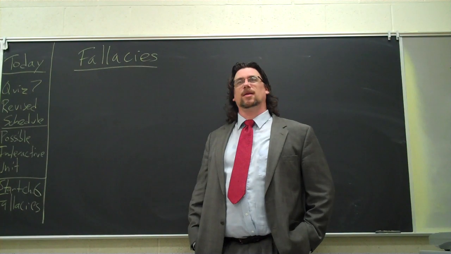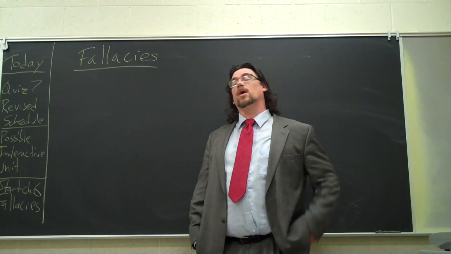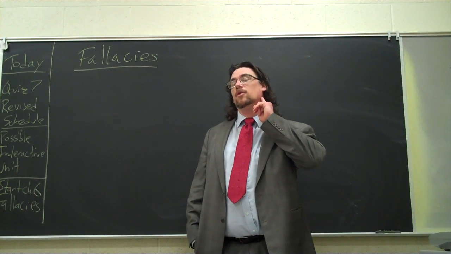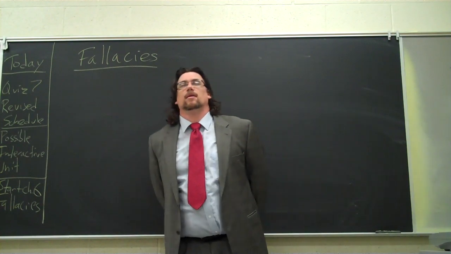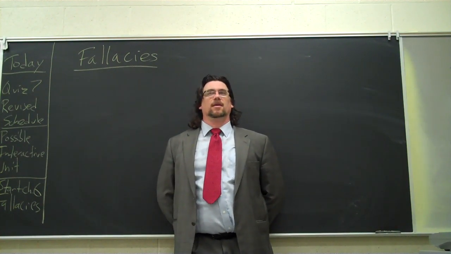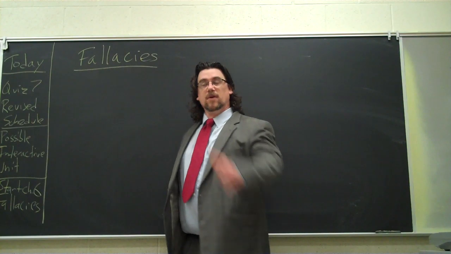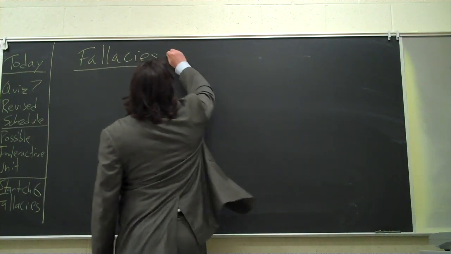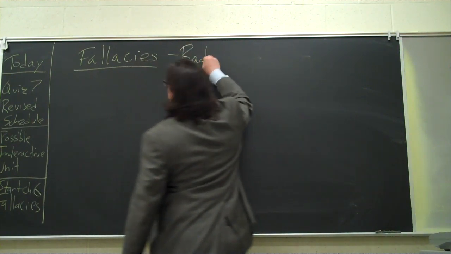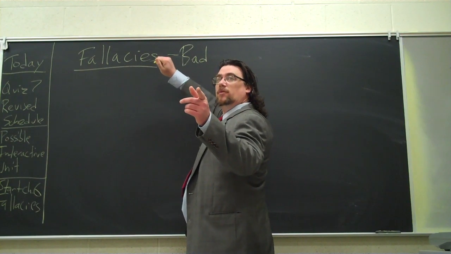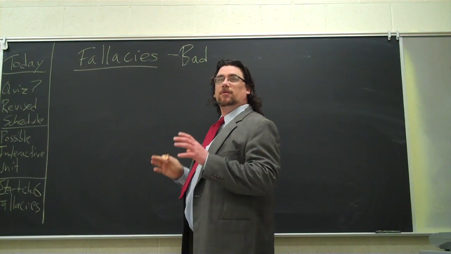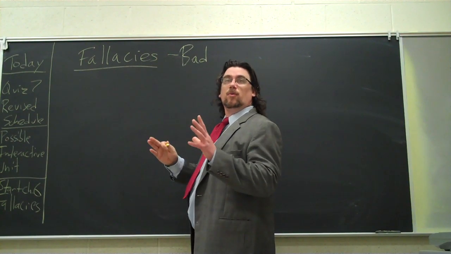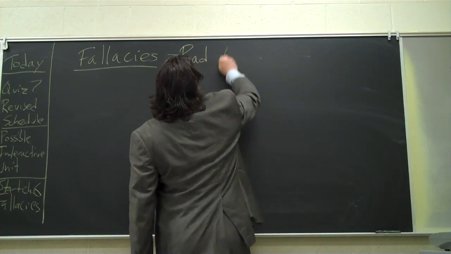What are they? Untrue statements. They're more than that. An untrue statement isn't a fallacy. Bad argument of a certain type. Very good. Bad arguments of a certain type. Now, they may include untrue statements, but some fallacies may actually consist of true statements just put together in the wrong way. So, bad arguments.